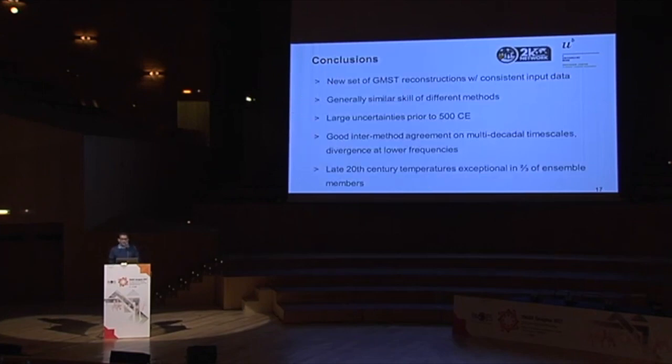So to conclude, we have a new set of global mean surface temperature reconstructions with consistent input data that can now be used for further analysis. We have generally very similar skill across the different methods, but large uncertainties at the very beginning of the reconstruction period. We have a good intermediate agreement on the decadal to multi-decadal timescales, but still problems at the lower frequencies. And the late 20th century temperatures appear exceptional in two thirds of our ensemble members.